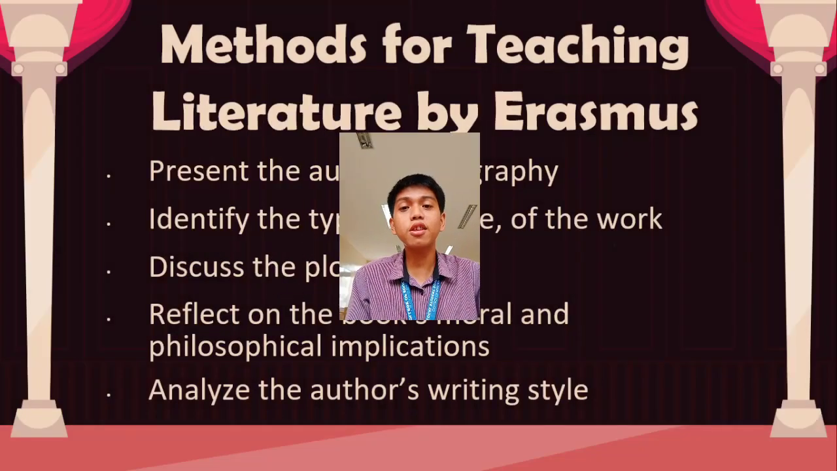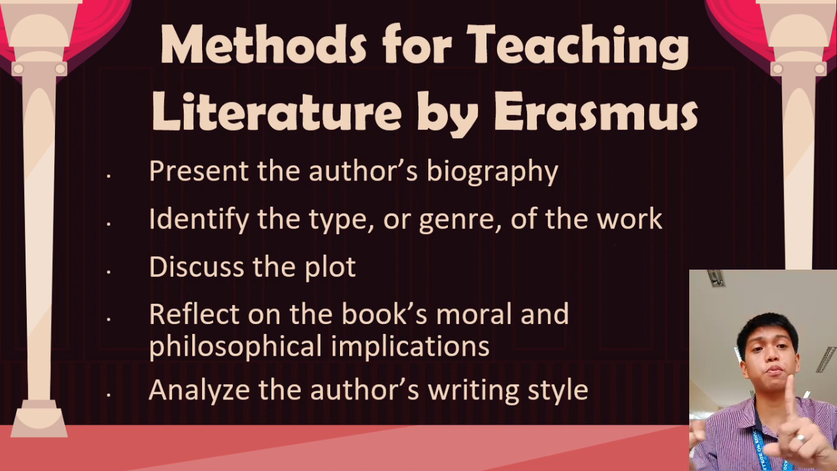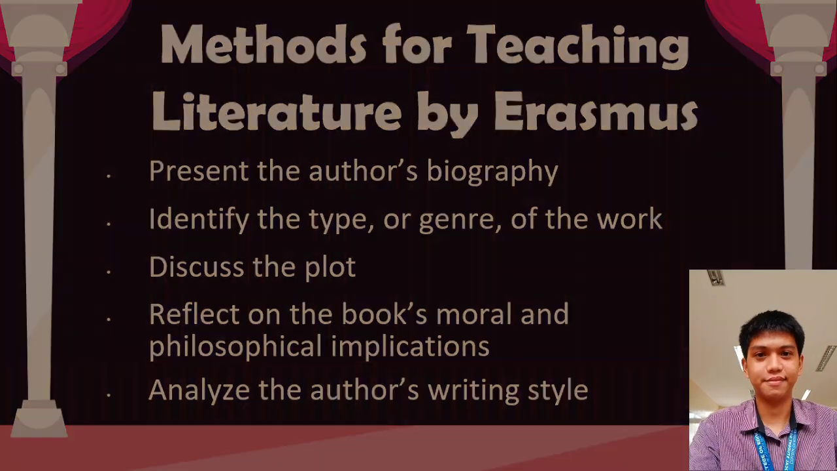So, methods for teaching literature by Erasmus. The first method is to present the author's biography. Second is to identify the type or genre of the work. Then discuss the plot, reflect on the book's moral and philosophical implications, and then analyze the author's writing style. So that is the method for teaching literature according to Erasmus.